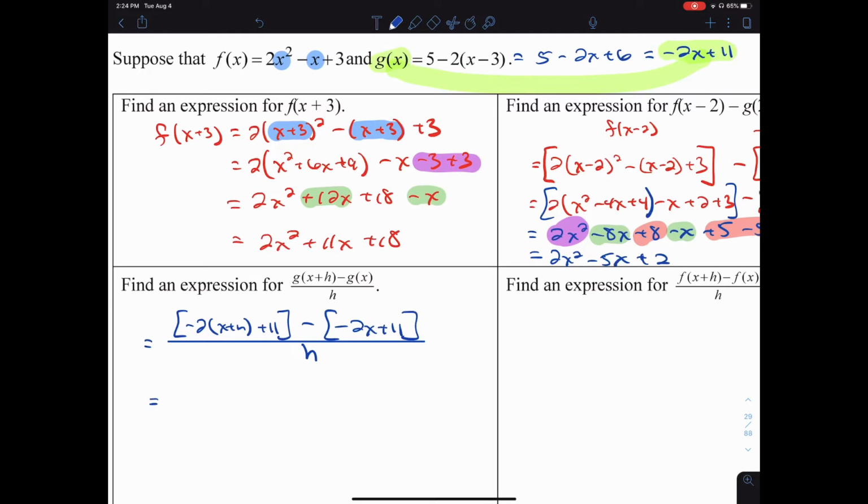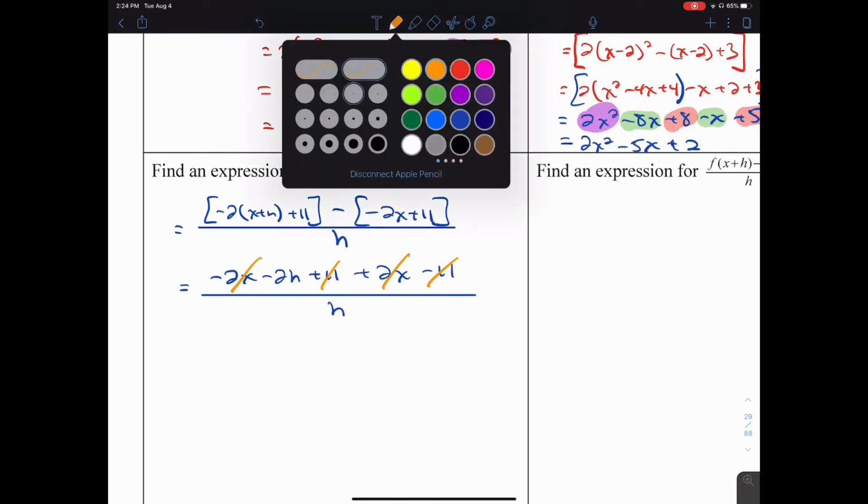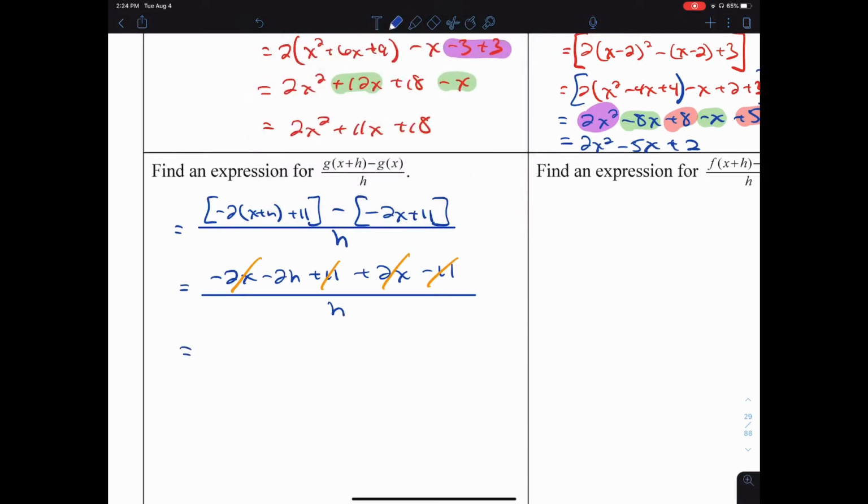If I simplify this by distributing the negative 2, I'm going to get negative 2x minus 2h plus 11. If I distribute this minus, I'm going to get plus 2x minus 11. If I combine like terms, a minus 2x and a plus 2x cancel. Plus 11 and a minus 11 cancel. We're left with negative 2h over h. We can factor an h out and cancel it. We're left with negative 2.